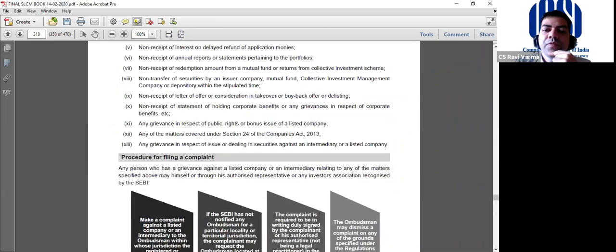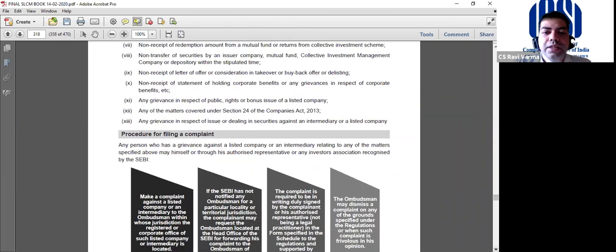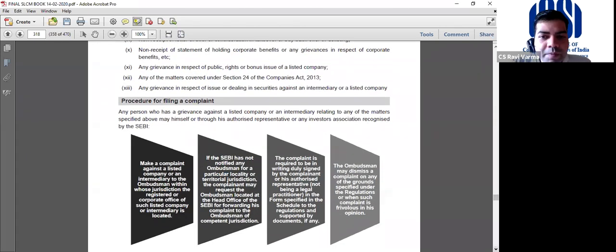Next is the procedure for filing of complaints. Under SCORES, you were filing the complaint online. Here, you will submit the paper to the ombudsman. The ombudsman will take the paper, ask the company to present, and ask you to be present on the date of hearing. So the ombudsman is a difficult process because it takes time, requiring your presence, etc.